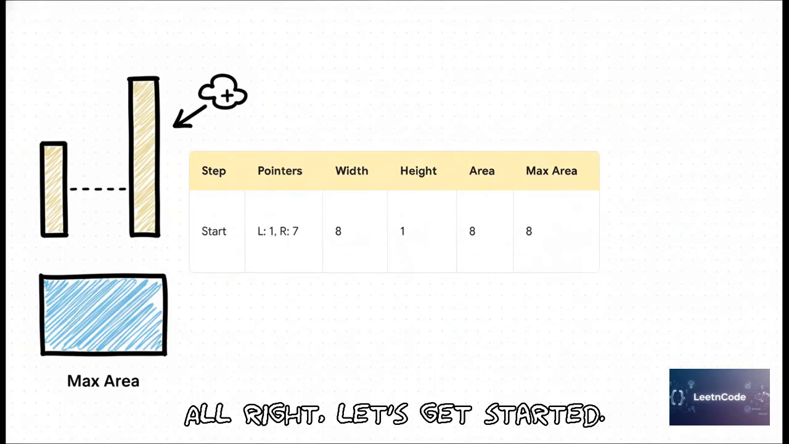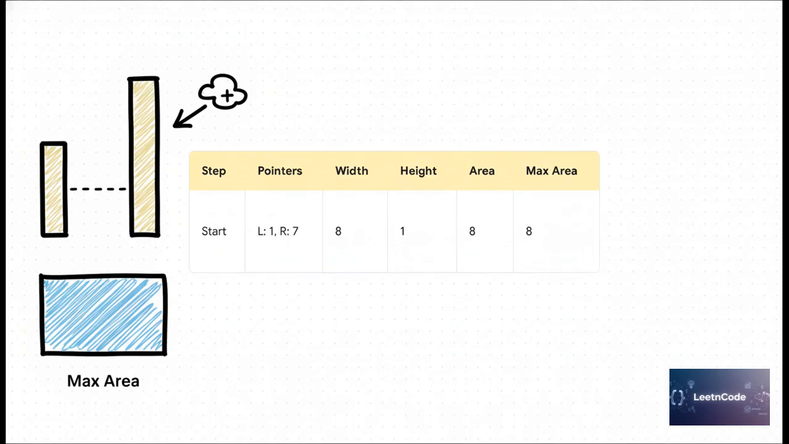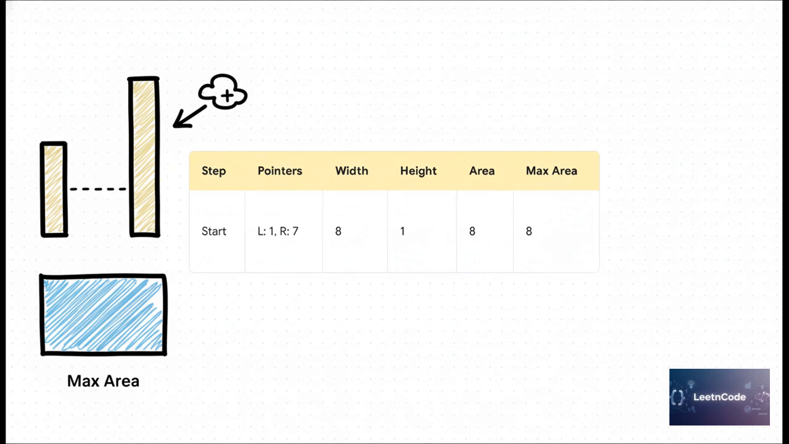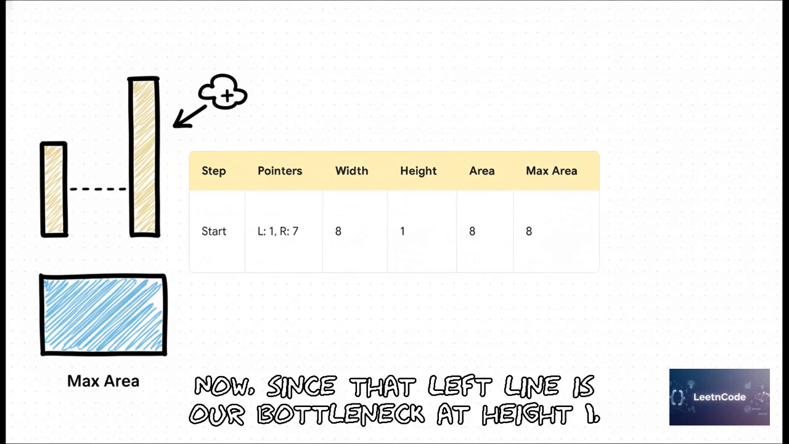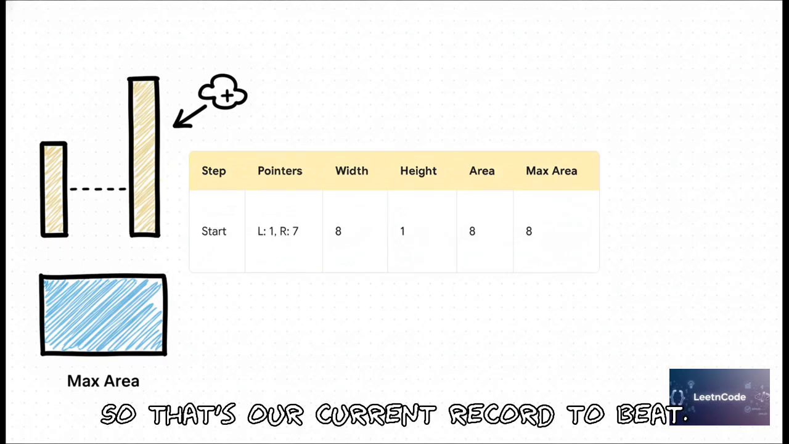All right, let's get started. Our left pointer L is on that first line, which has a height of 1. Our right pointer R is way over on the last line, height 7. The width between them is 8. Now, since that left line is our bottleneck at height 1, our first area is just 8 times 1, which gives us 8. So that's our current record to beat.